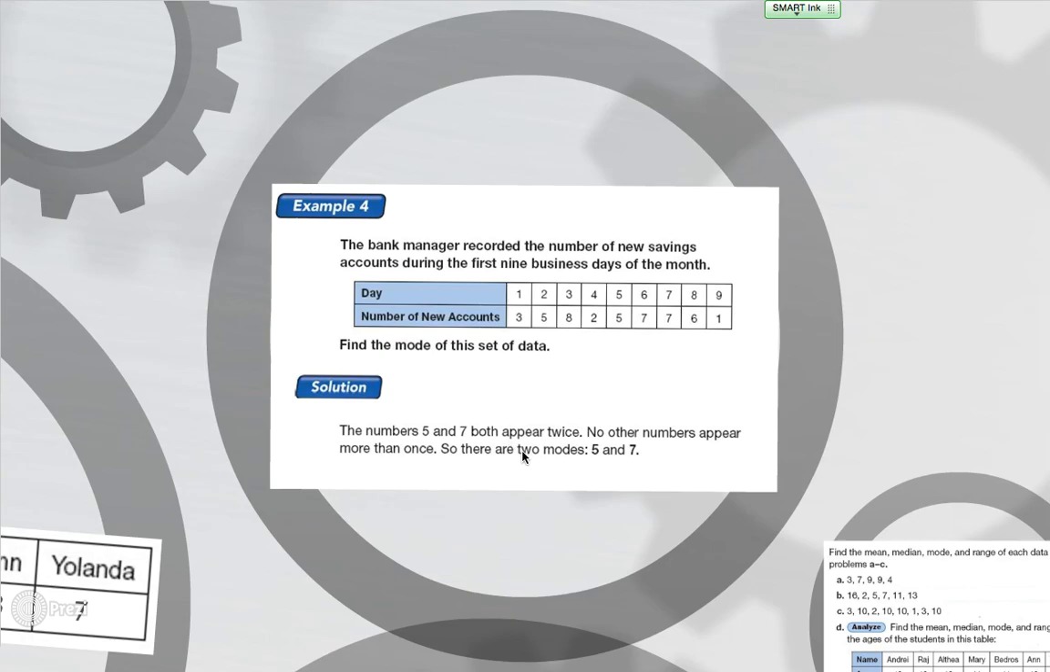So the 2 modes are 5 and 7. So you can have more than one mode. It's just the numbers that appear the most.